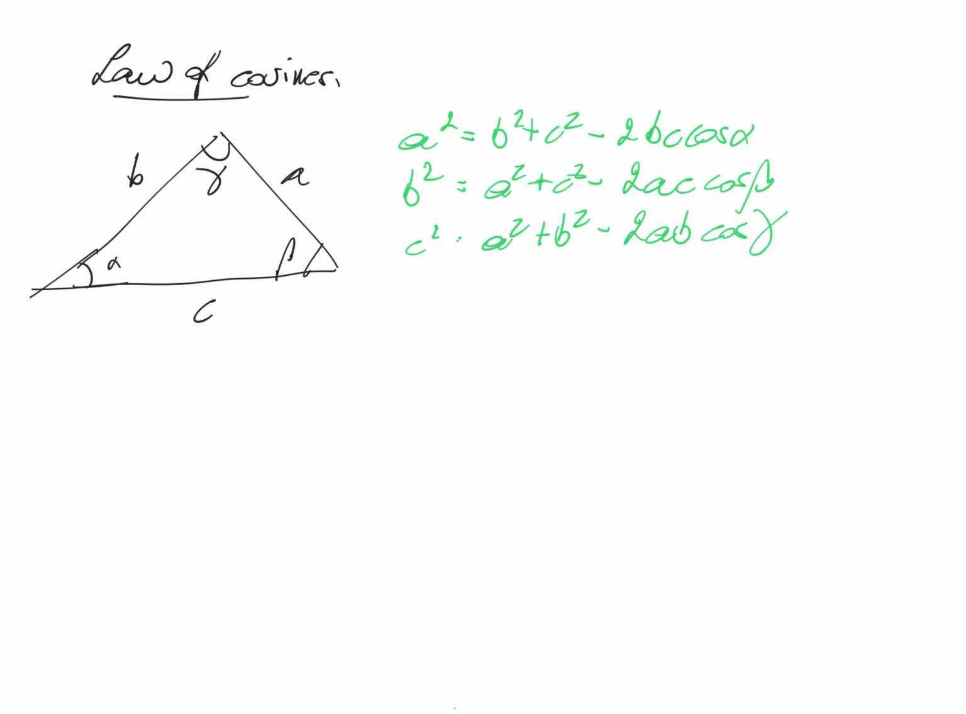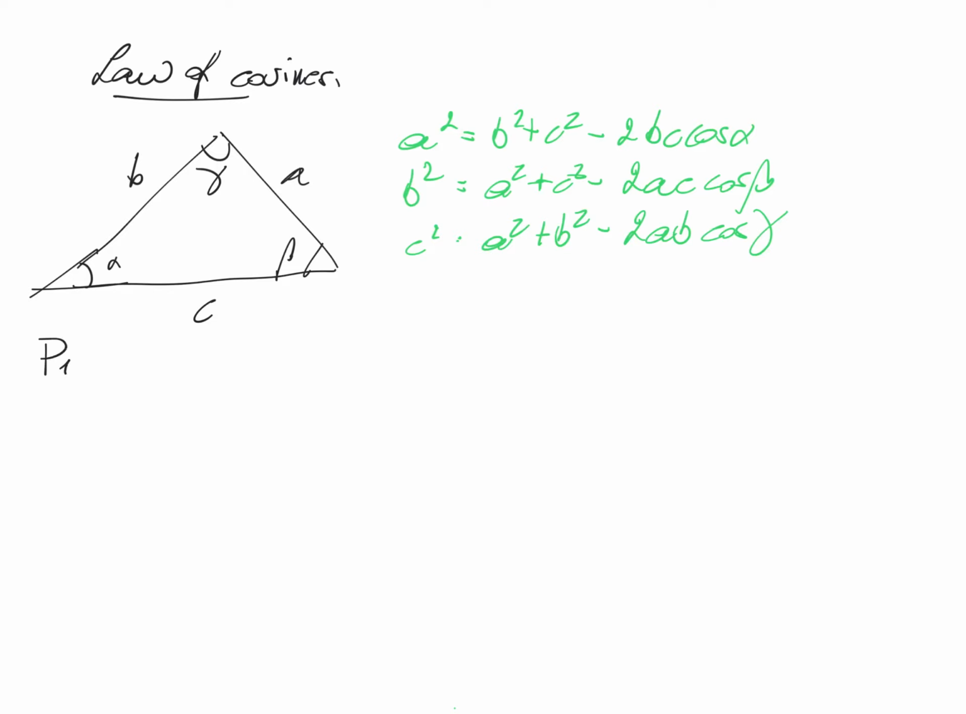So what we see here is that we have a relationship in which all three of the sides play a role and one of the angles. The law of sines had 2 angles and 2 sides. Here we have 3 sides and 1 angle which come into play at the same moment.